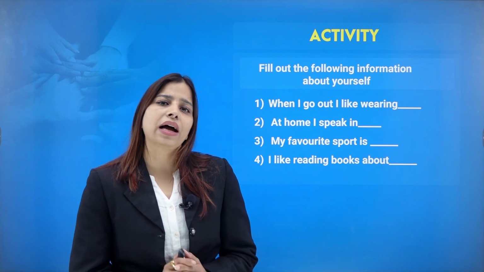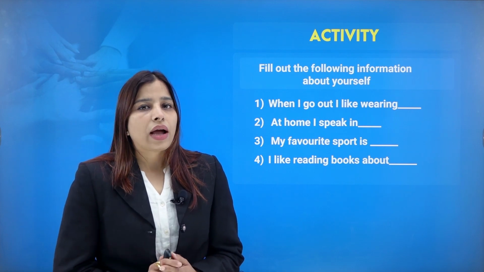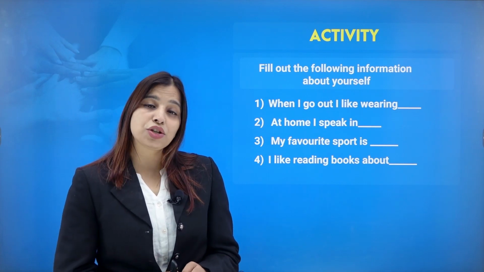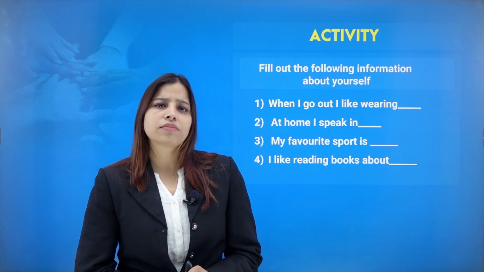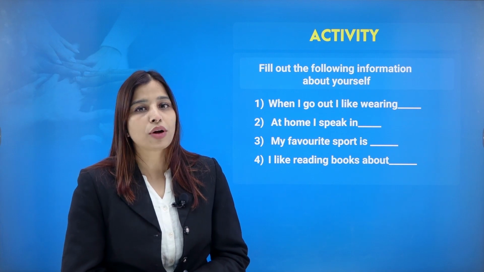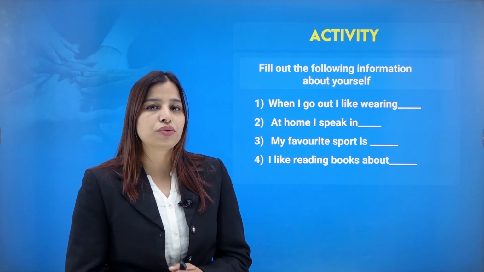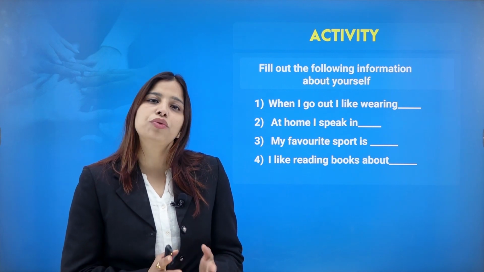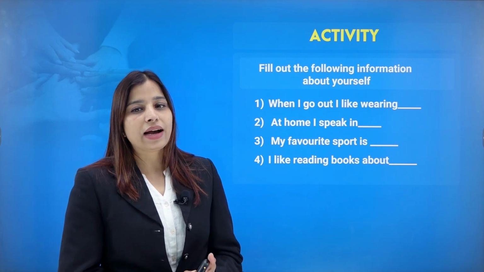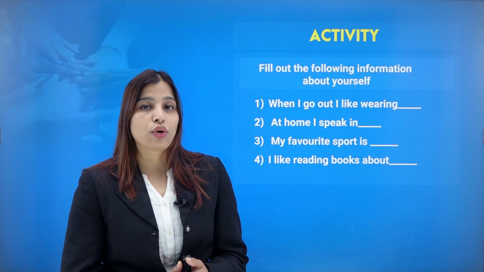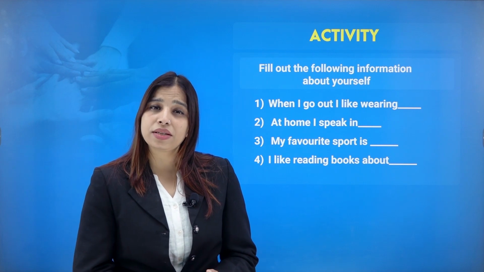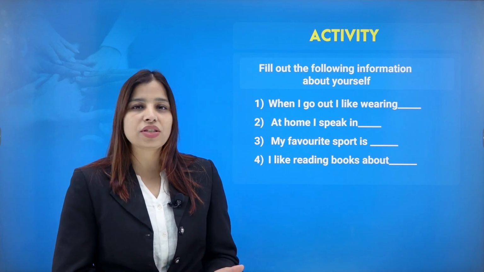Then the second question that I ask you all is, what is the language that you speak at home? Like I speak English, I speak Hindi, and sometimes maybe with my mom I may speak Rajasthani too because I belong to Rajasthan. Similarly, you have to write the language which you speak when you are having a conversation with your family members. Then the third question that I ask is my favorite sport. So what is your favorite sport? You like to play hockey or cricket or badminton or volleyball or whatever sport you like.